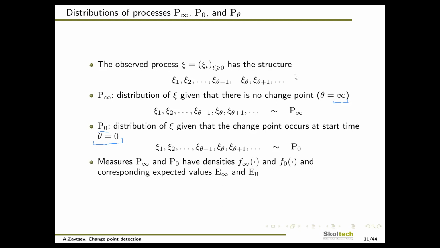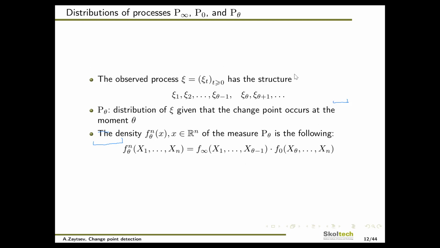We can assume that our distributions have densities, corresponding densities f infinity and f zero, and some expected values for these densities, E infinity and again E zero.